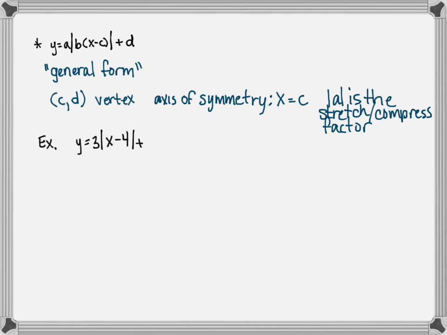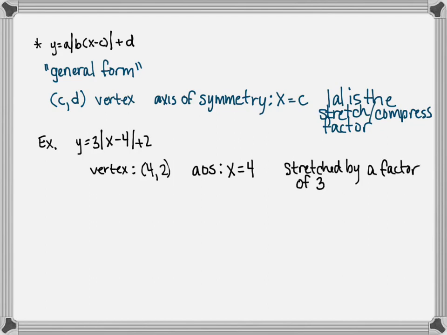So for example, if we had y equals 3 times the absolute value of x minus 4 plus 2, our vertex is at the point 4, 2. The axis of symmetry, AOS stands for axis of symmetry, has the equation x equals 4, and it's stretched by a factor of 3.